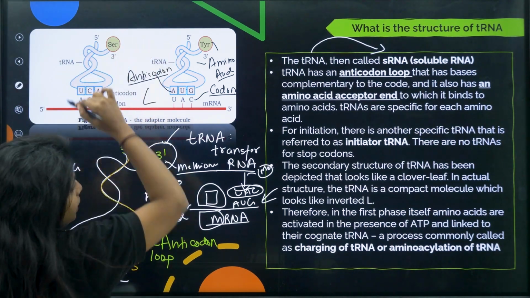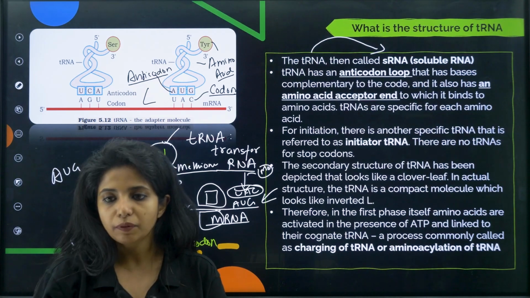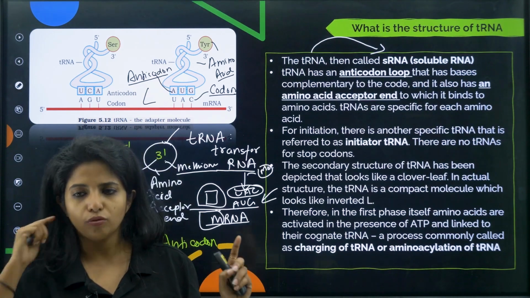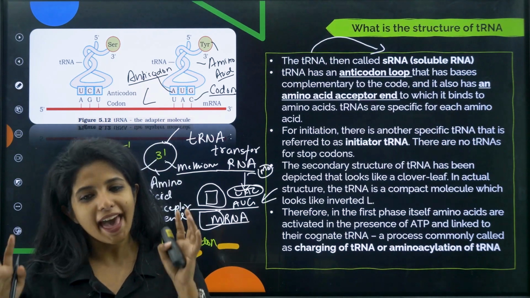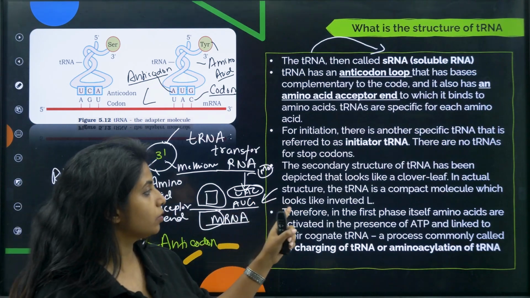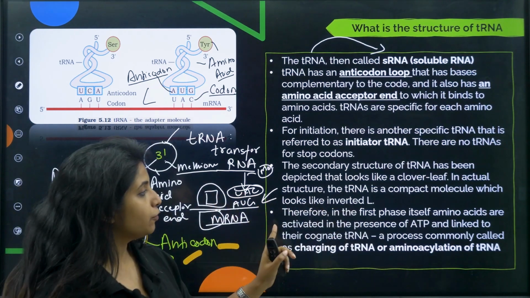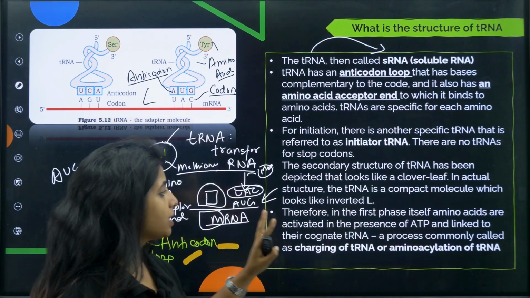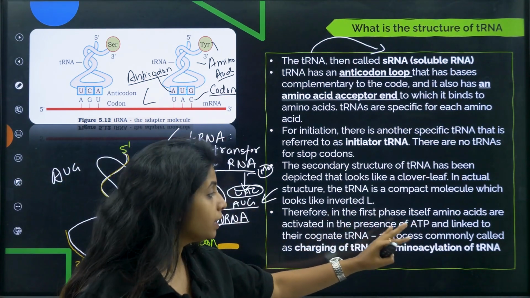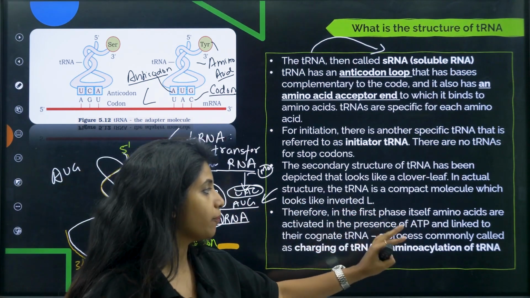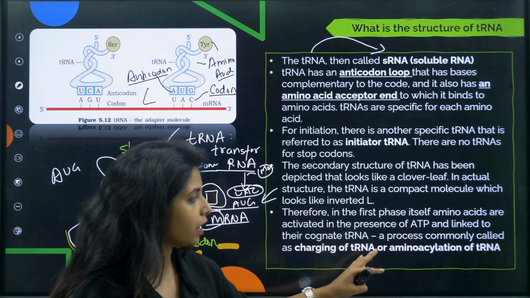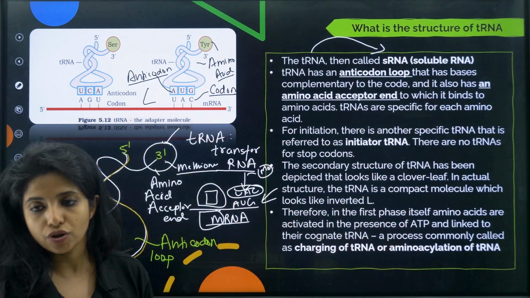Now, going ahead. We know it's clover leaf shaped if we say the secondary structure is clover leaf, but in actual sense, what does it look like? It looks like an inverted L. It's also a very important question. Therefore, in the first phase itself, amino acids are activated in the presence of ATP and linked to their cognate tRNA, a process commonly called charging of tRNA or aminoacylation of tRNA.